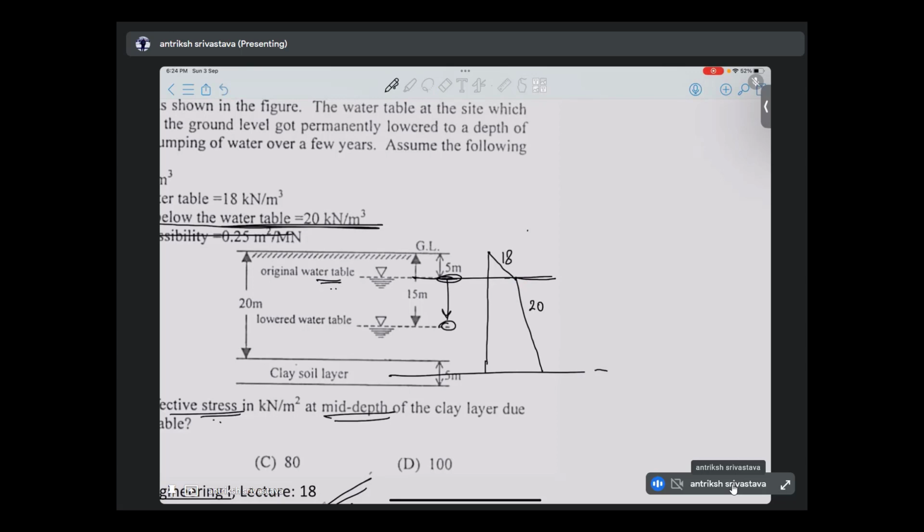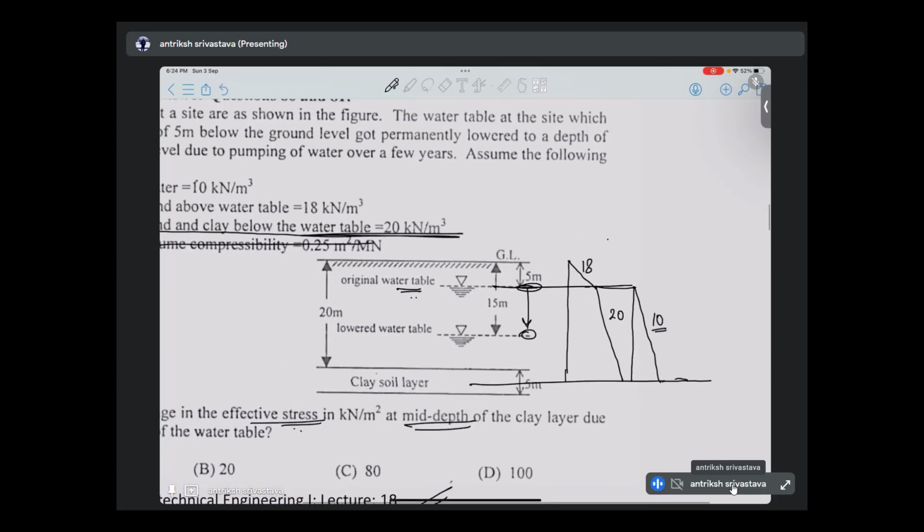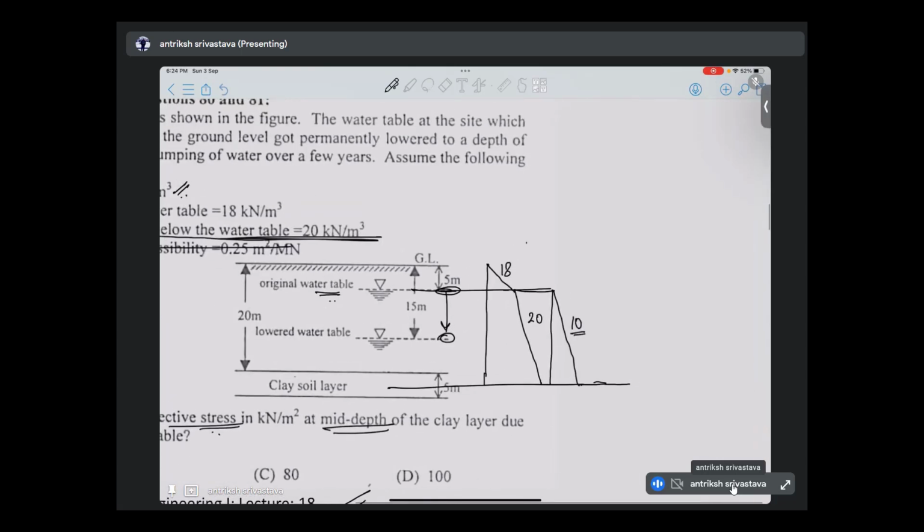Okay, so this was the total pressure, and the pressure from water was starting from the water table depth and going till here. And what will be the slope of this? It is going to be 10, because that is the unit weight of water we are given. So the difference of these two is going to be our effective stress.